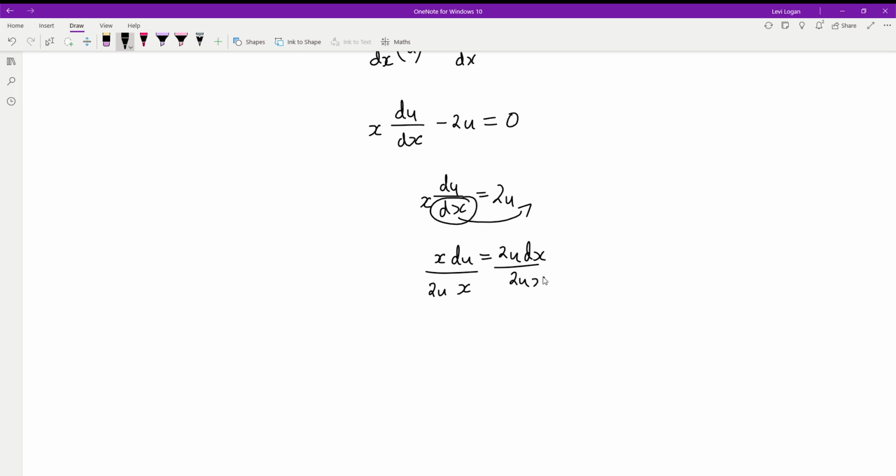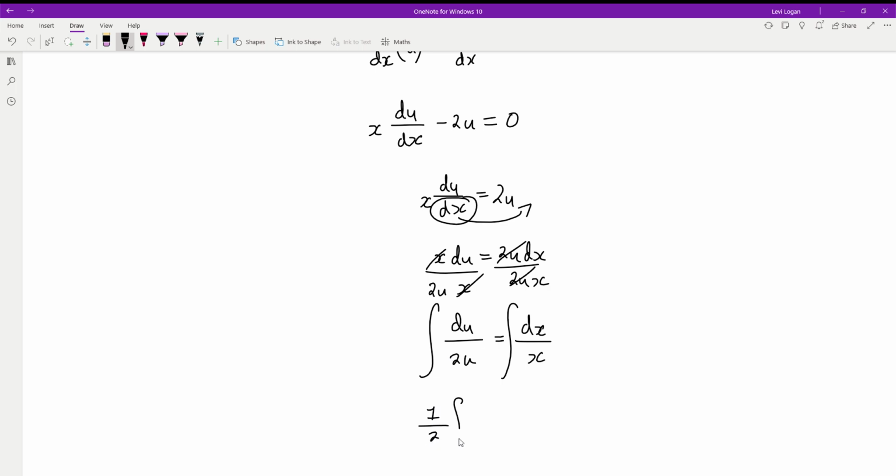So 2ux. So in other words, that cancels and that cancels. So what we're left with is du over 2u is equal to dx over x. Now you can see we've just done separation of variables. So what we can do is integrate both sides. You can see we've got a constant here, so we can take the constant out.